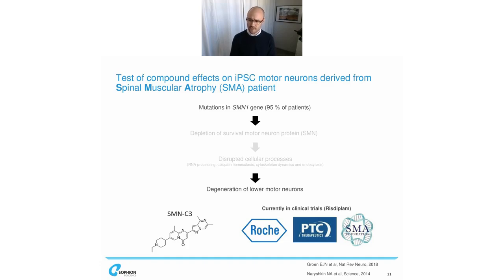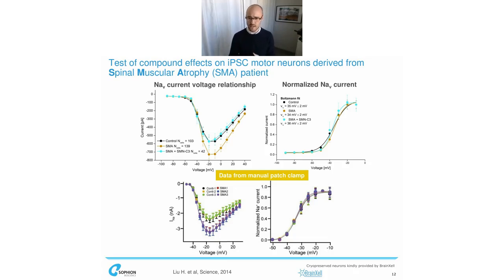So fortunately, Roche and PTC Therapeutics, in combination with SMA Foundation, have set out to develop a small molecule drug that's shown here on the left side, the SMN-C3, that is now approved by the FDA as, I believe, the only orally available treatment. And we were also lucky to have this compound at hand when we evaluated these cells. So since there's some hyperexcitability in the motor neurons, our scientists focused in really on the voltage-gated sodium channel and looked if there was any difference.